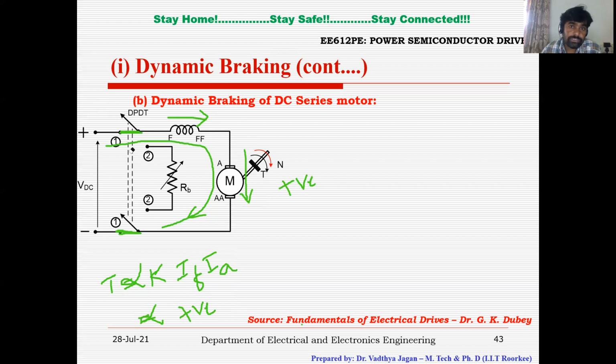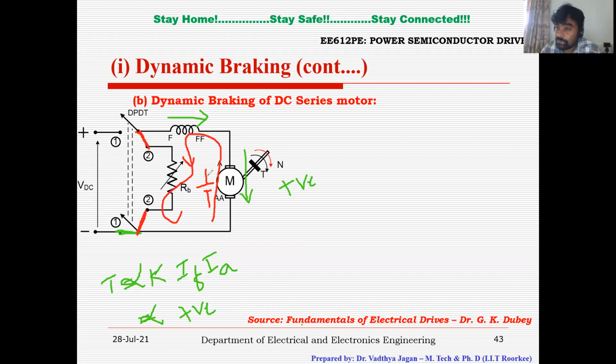When I move to position number two, I want to dissipate the kinetic energy in the external resistance while I apply the braking, right? If the connection is like this, and I suddenly apply the brake, meaning the DPDT switch is moved to position number two, then due to the presence of this kinetic energy, it will have some back EMF, and it will supply current to the external load like this. Now see the direction of current: it is getting interchanged, no doubt.